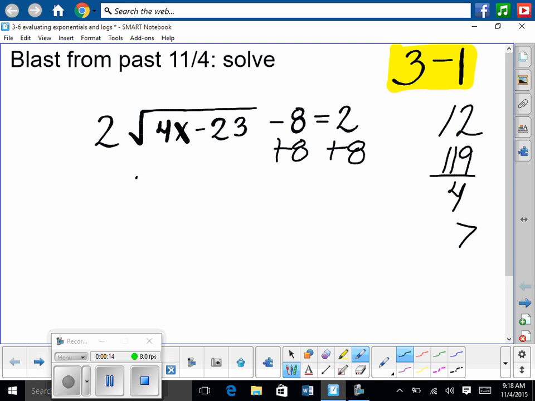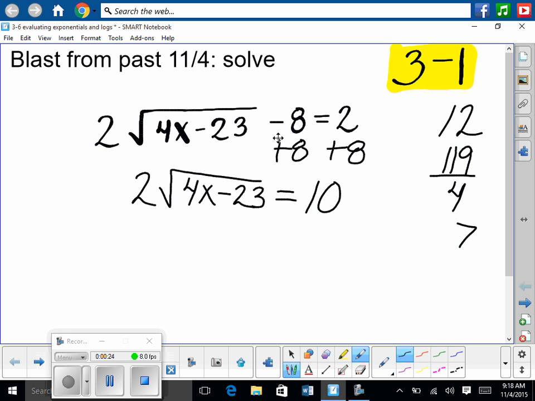So then over here on the left, we have 2 square roots of 4x minus 23 is equal to what? 10. You're right. Okay, now this part's the important part. What do we need to do next? Good. You're isolating the radical completely. So you're going to divide both sides by 2. Very good.